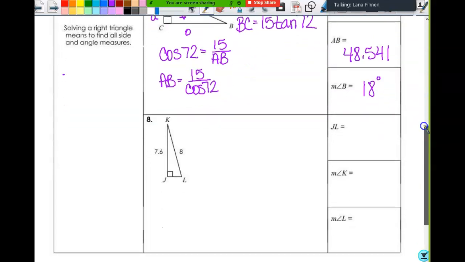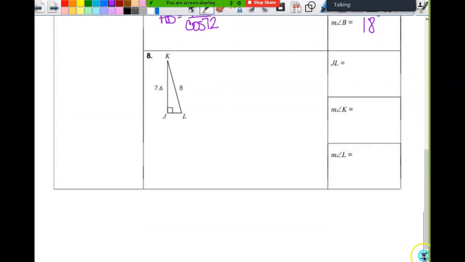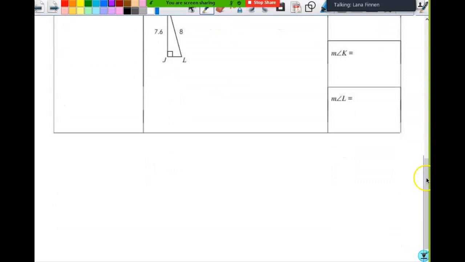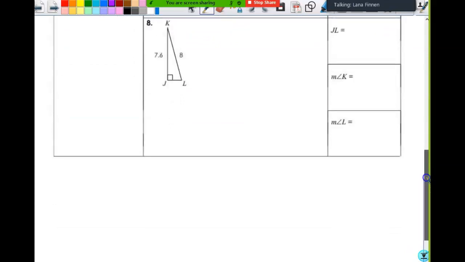All right, so let's look at number 8. On number 8, I have to find both acute angles and a side length. So I could start off finding, you want to find the side? So we can find JL first, right? So what am I going to do to find the side length? Pythagorean theorem. So I've got 7.6 squared plus JL squared equals 8 squared.